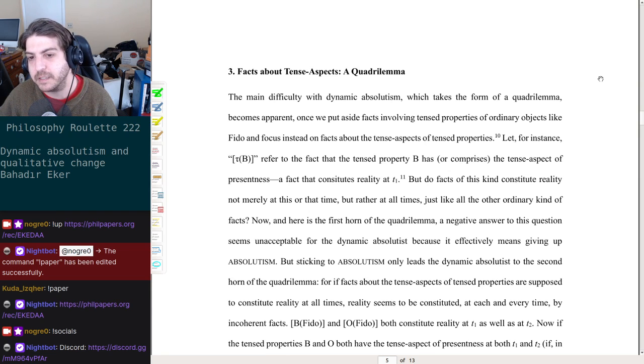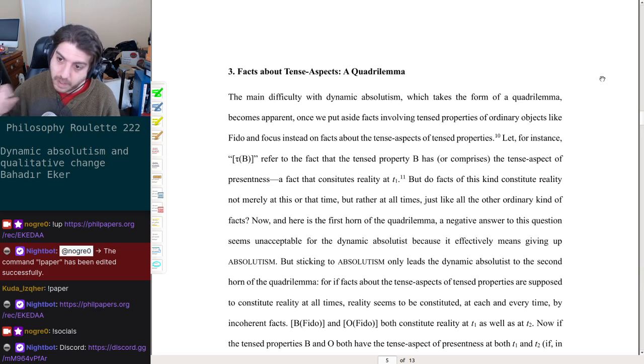Facts about tense aspects, a quadrilemma. Not a dilemma, a quadrilemma. The main difficulty with dynamic absolutism, which takes the form of a quadrilemma, becomes apparent once we put aside facts involving tense properties of ordinary objects like Fido and focus instead on facts about the tense aspects of tense properties. So we're going meta-tense. Let, for instance, tau of B refer to the fact that the tensed property B has or comprises the tense aspect of presentness, a fact that constitutes reality at T1.